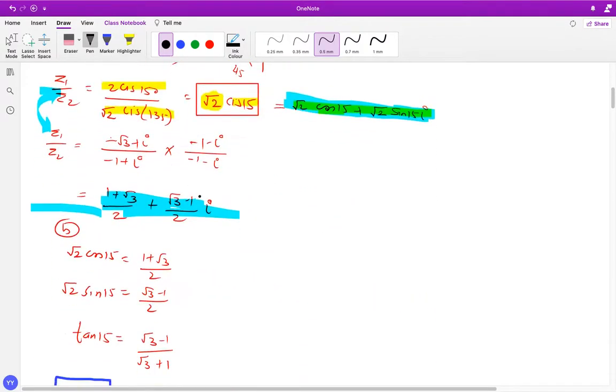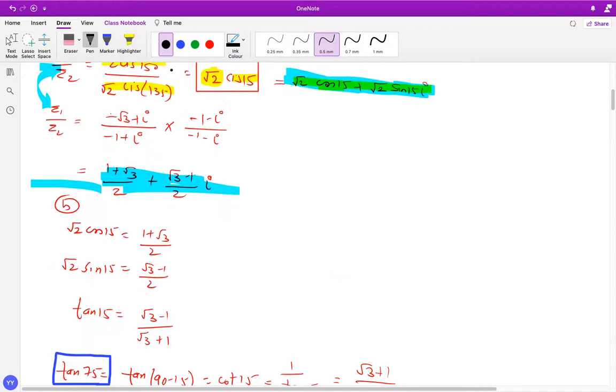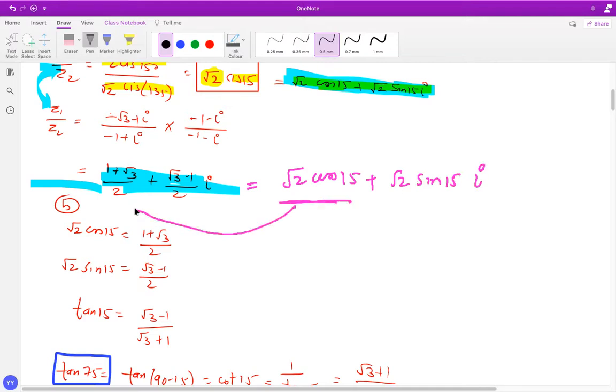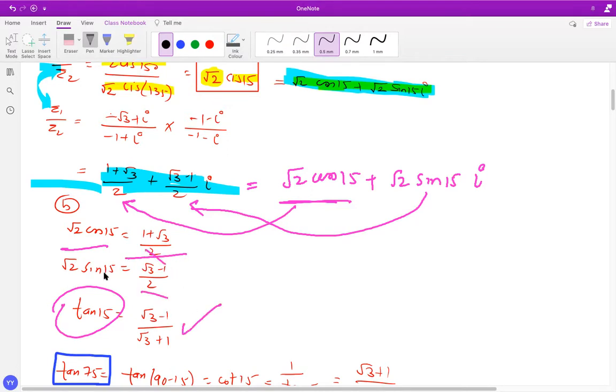Since I got here the same complex number written in two formats, this is also the same as root 2 cos 15 plus root 2 sine 15 i. So I take this as the real part and this as the imaginary part. So from here I get tan 15. If I divide these two relations, this over this, the root 2 and root 2 get cancelled, and you get this. So sine 15 over cos 15 actually, this negative over this positive. And if you rationalize this, you get the value of tan 15.